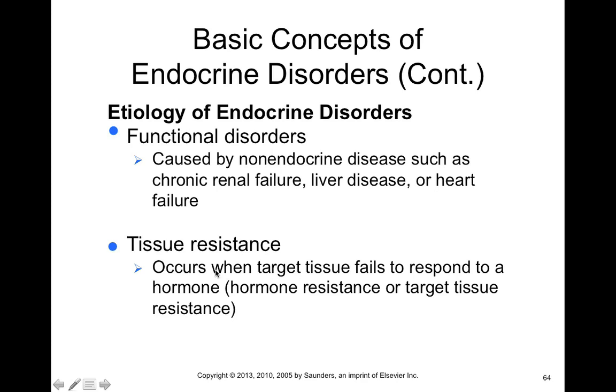Now, tissue resistance occurs when a target tissue fails to respond to a hormone. Typically, what causes resistance is just hormone concentration that's too high for too long. And because the signal's there so long, the cells stop responding to it, right? An example of this is insulin, and we'll come back to this later with diabetes. But what if you had a diet high in sugar? Not low in sugar, but high in sugar.